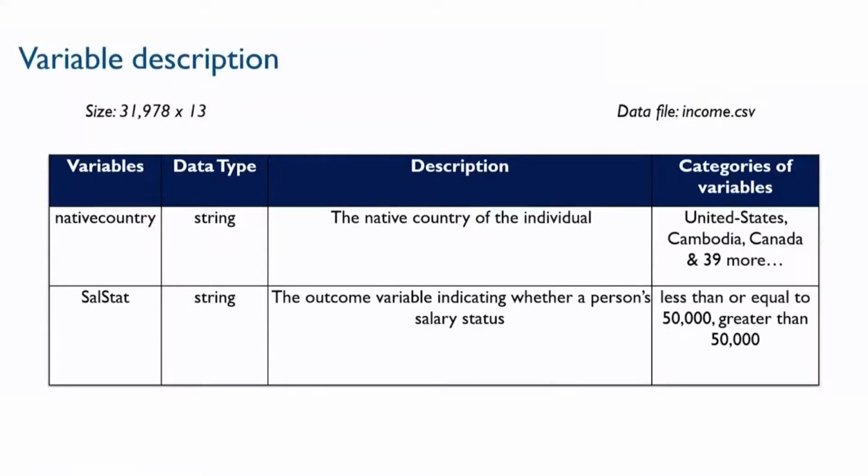The next variable we have is native country. It gives the native country of the individual, such as United States, Cambodia, Canada, and 39 more. Next one is salary status. This variable indicates whether the person's salary status is less than or equal to 50,000 or greater than 50,000. So these are the two categories of the salary status. Let's look at how to import this data frame and do the analysis of all the data inside it.